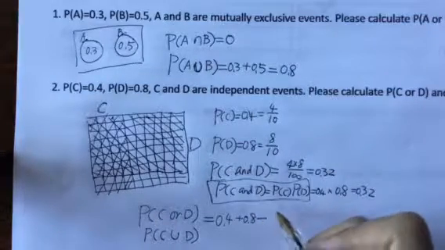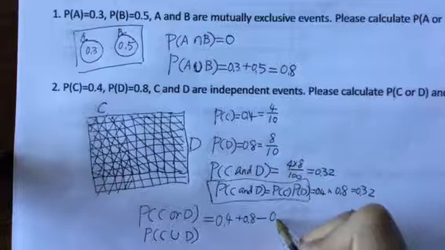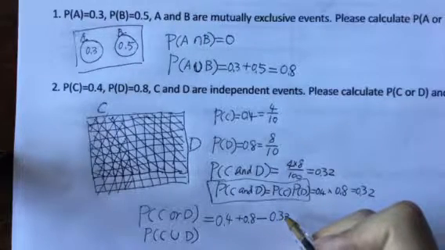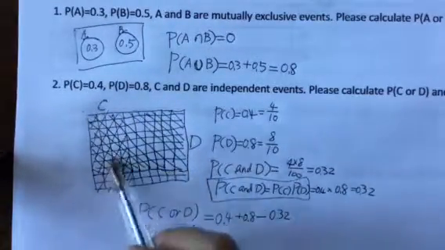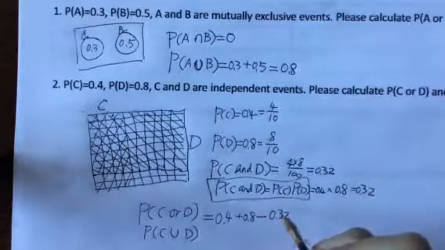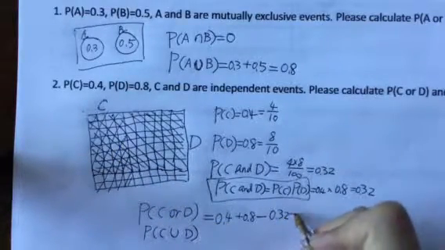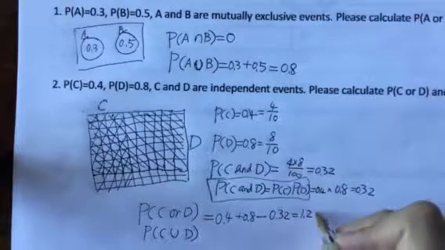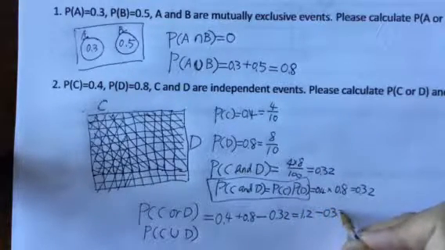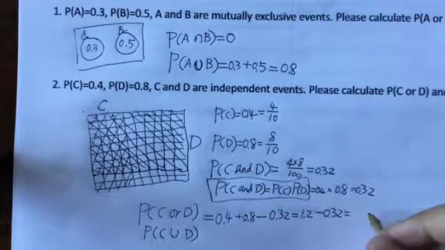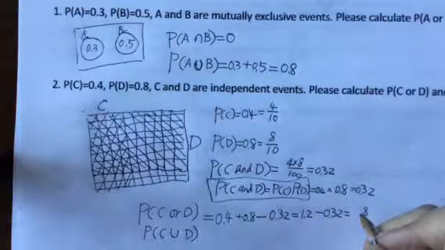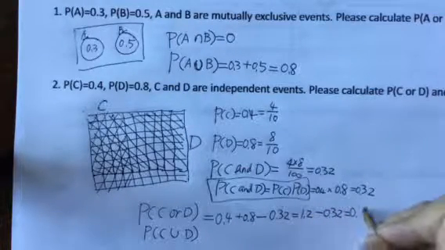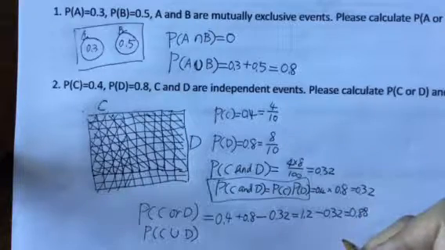minus which part? 0.32. Why do you minus that part? Because that is the part where both C and D are. Right. So if you add this piece with this piece, you're adding this piece twice. And that's why we have to subtract that part. So eventually, the OR event has 1.2 minus 0.32. That gives us, borrow 1, 11 minus 3 is 8. So it's 0.88. That's it.